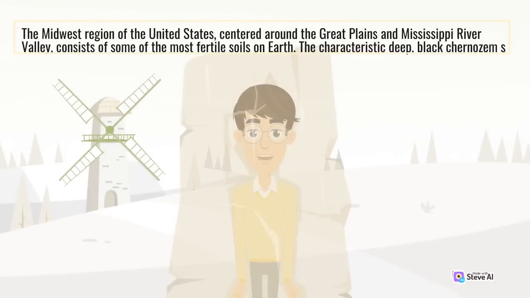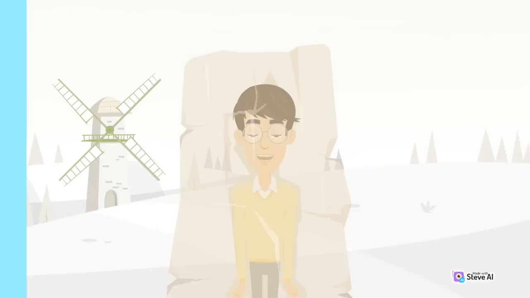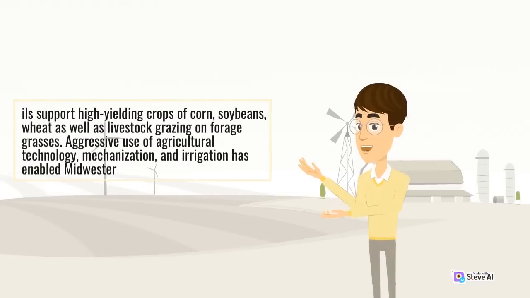The Midwest region of the United States, centered around the Great Plains and Mississippi River Valley, consists of some of the most fertile soils on Earth. The characteristic deep, black Chernozem soils support high-yielding crops of corn, soybeans, wheat as well as livestock grazing on forage grasses.